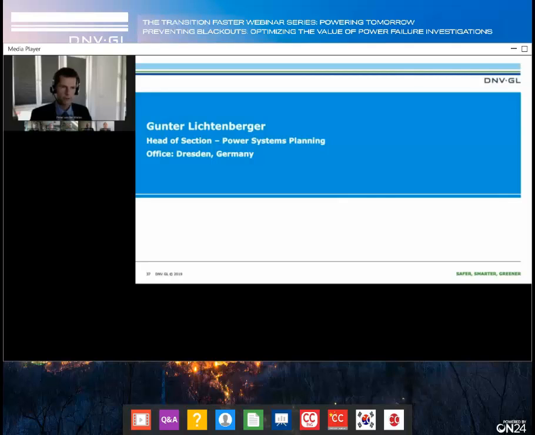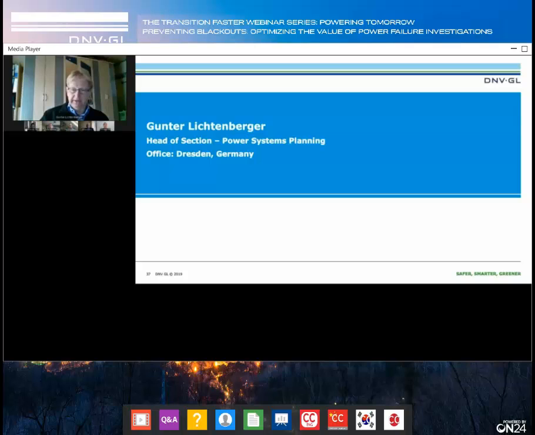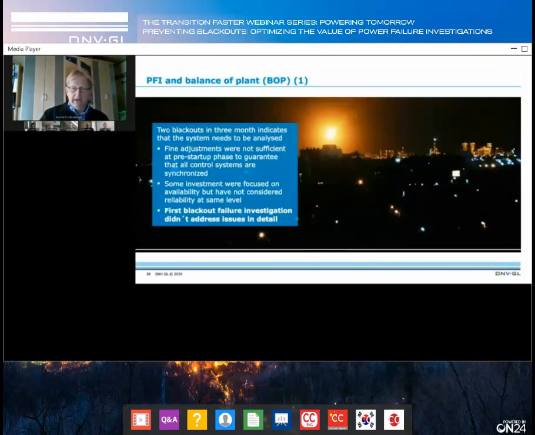Yes, I have another example where we combined our experience on the energy side, the people from oil and gas, and also our long experience in power failure investigation. Here you will see a blackout of a chemical plant. This chemical plant had 2 blackouts in 3 months during the commissioning or startup phase. What happened here: there was a final adjustment during commissioning, and it was found out that the control system was not synchronized in the right way, that it was not tested in the right way.